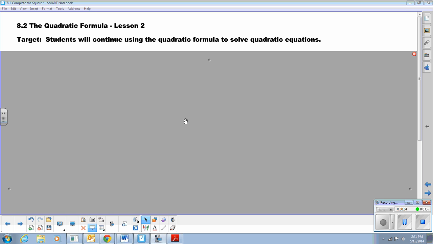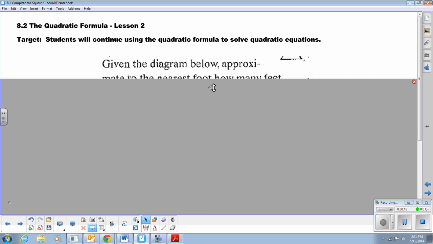8.2, Quadratic Formula Lesson 2. I just want to take time to show you an example. I'm going to have you work a few word problems. So I'm going to show you one type of word problem and then tell you what problems I'd like you to do to continue to work with the quadratic formula.